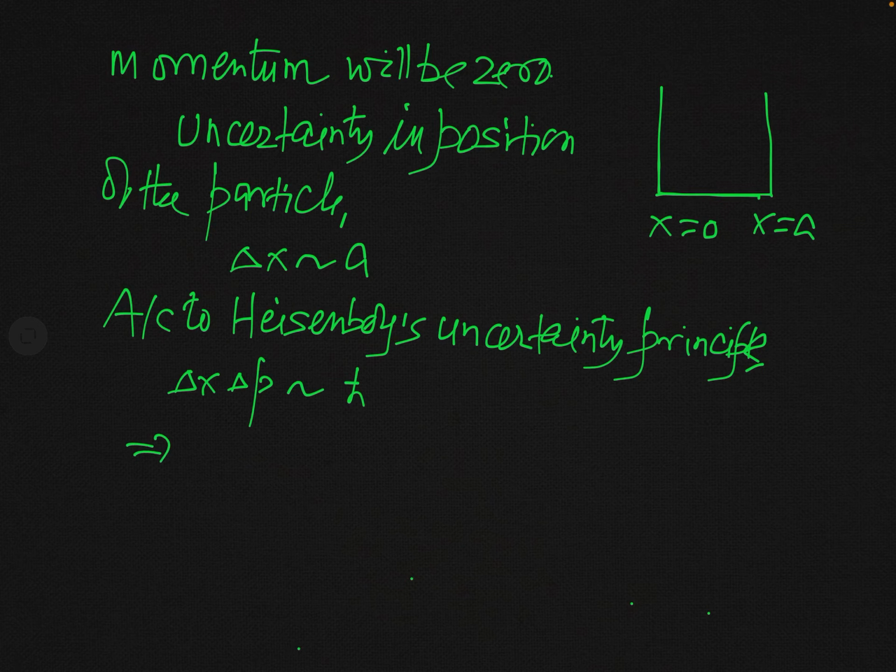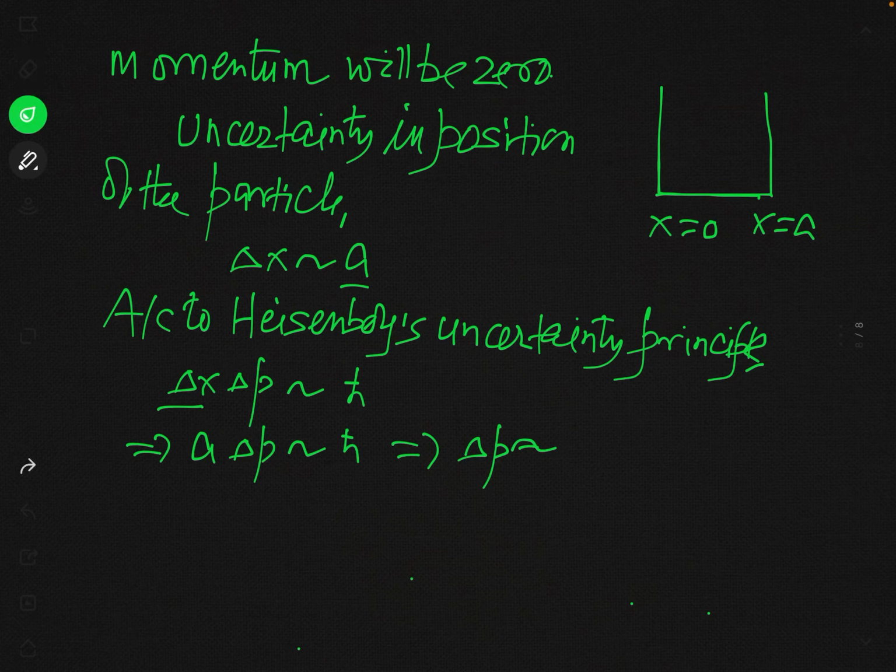And so this delta X, as you have seen, is of the order of a. So this is a times delta P, and this will be of the order of h bar. And this implies that the uncertainty in measuring momentum will be of the order of h bar over a.